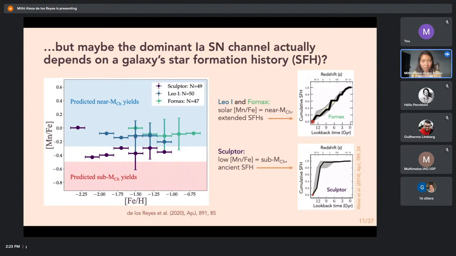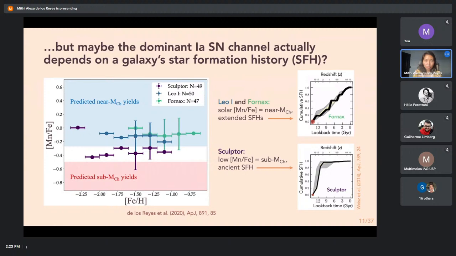And we think it has to do with the star formation history of these systems. So Sculptor has what we call an ancient star formation history. It formed all of its stars really early, within a short, few billion year burst. And it's sort of been sitting passively ever since. Whereas Leo 1 and Fornax have more extended star formation histories. They've been steadily forming stars over the last 13, 14 billion years.